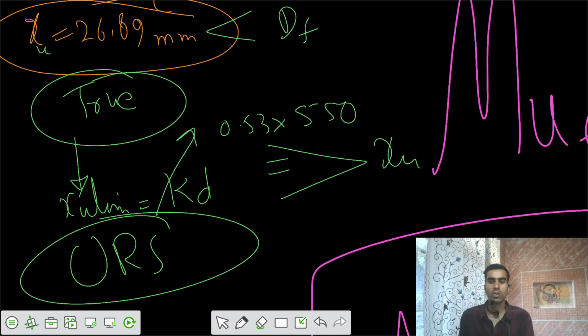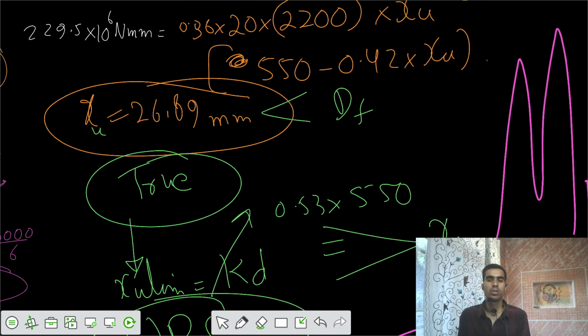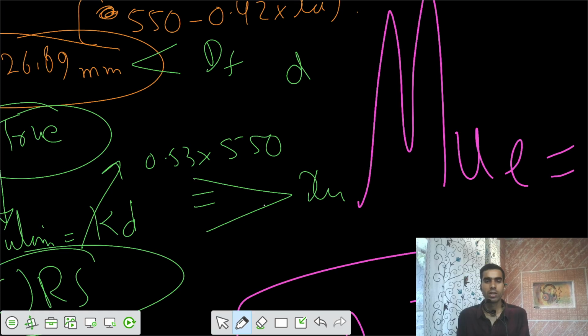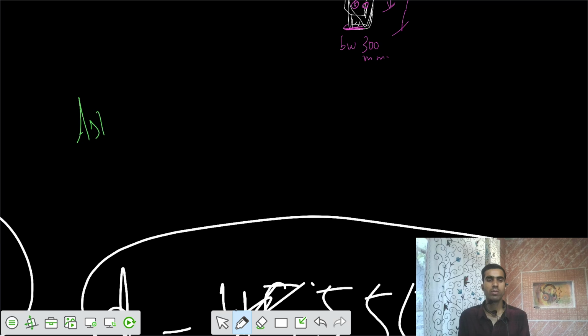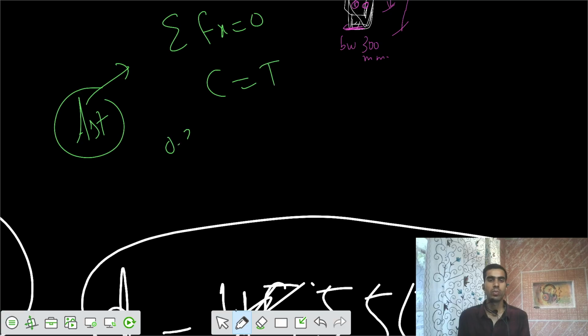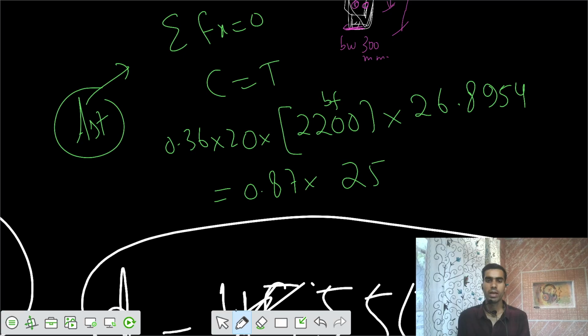So let's solve for the calculations. I would say that your d provided is sufficient. Let's solve for the value of AST now. So AST can be solved from summation of forces equals to 0, C equals to T, 0.36 FCK, BF was 2200, and XU value was 26.8954, that equals 0.87 FY AST.